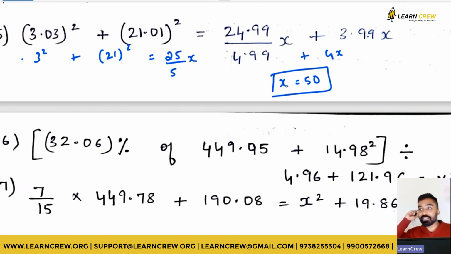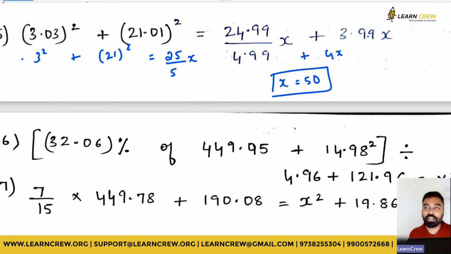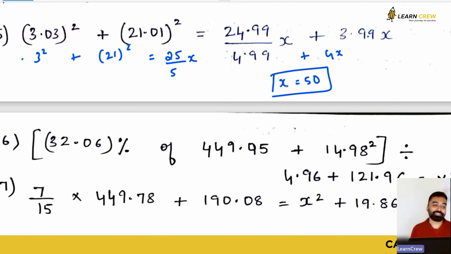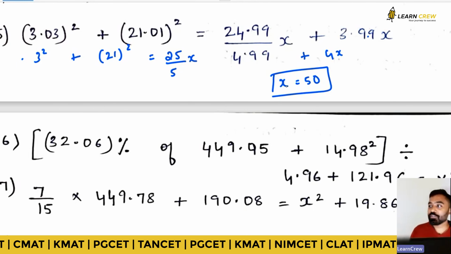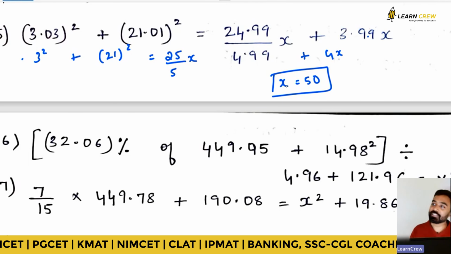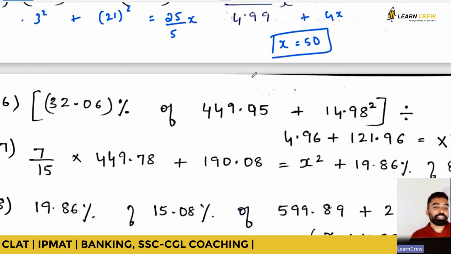What is 21 square? Quick. 441. Up to 25 you should be memorized. 441 plus 9 is 450. 450 equal to 5x plus 4x. 9x. 9x equal to 450. x is equal to 50. Mental maths, improve it. All clear? Go to the 16th one.